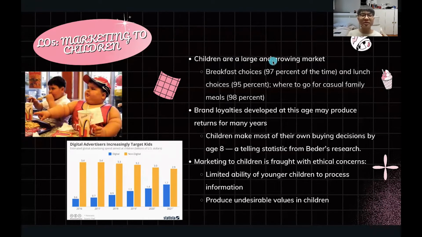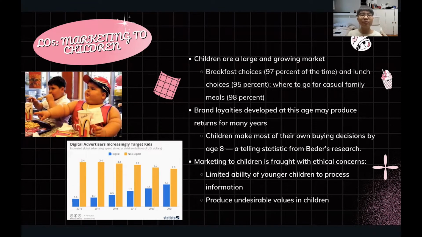Firstly, children are a large and growing market. According to MediaSmart, children influence the following among their parents' purchases: preferred choice about 90% of the time, lunch choices 95%, where to go for casual family meals 98%, clothing purchases 95%, etc. It substantiates that children play a vital role that marketers have to emphasize because they have a huge impact on the parents who purchase for them.